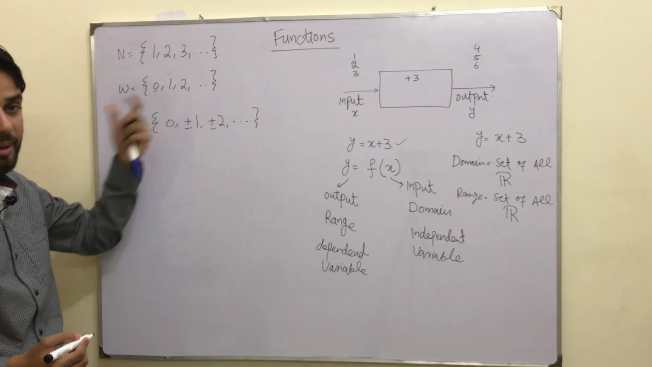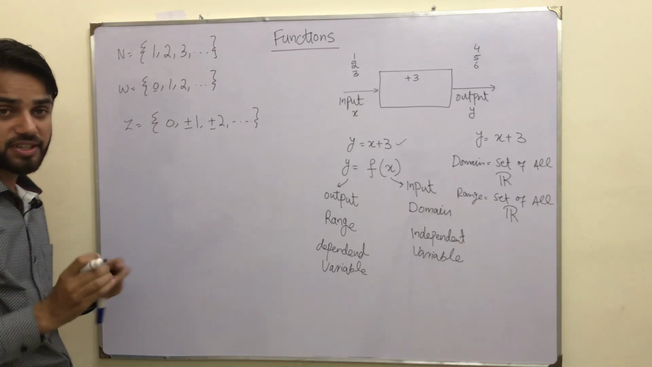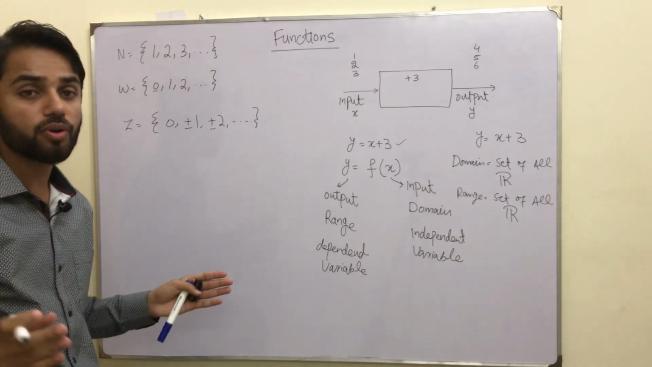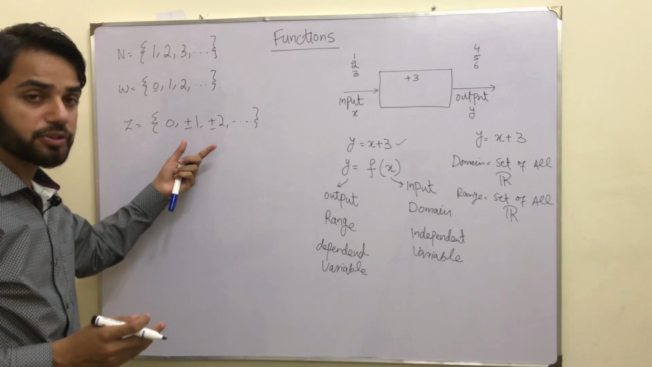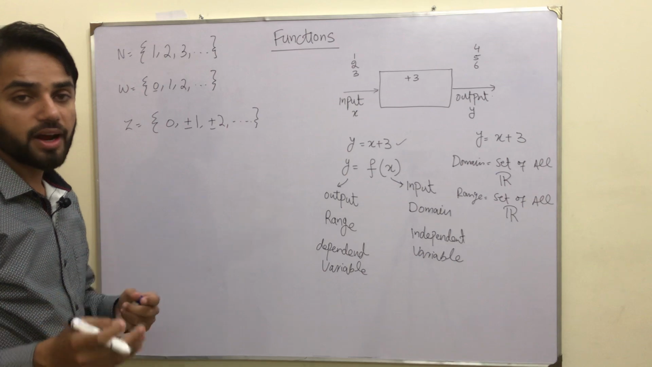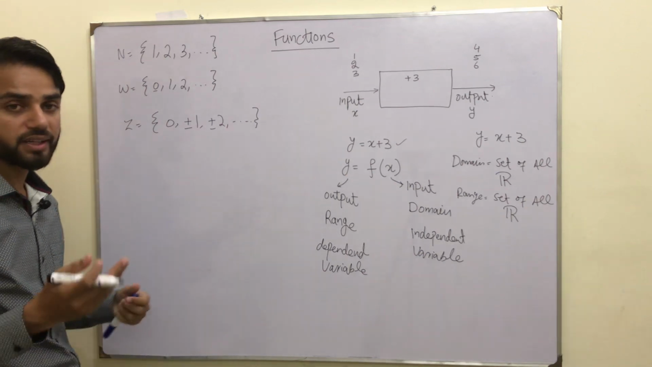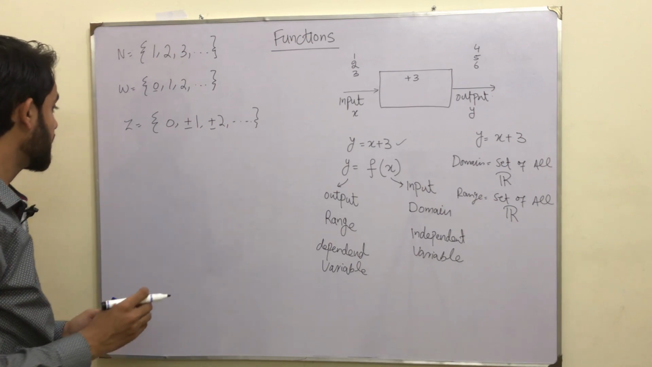So 0, plus 1, plus 2, plus 3 and so on were part of the whole numbers as well. After the integers, the set of integers can be classified into much more. It can be divided into even numbers, odd numbers, prime numbers, composite numbers. This can be classified into many, so I am not going into that detail.